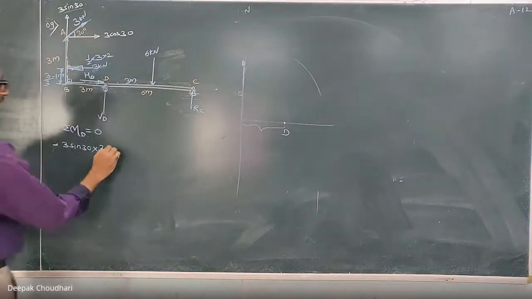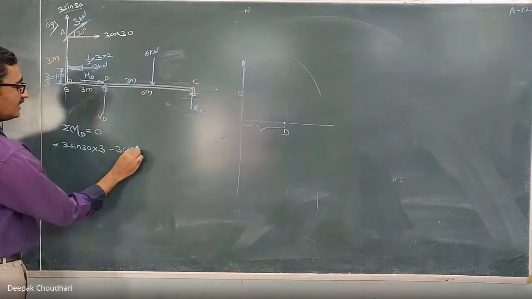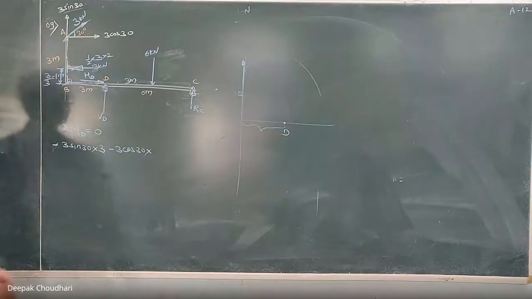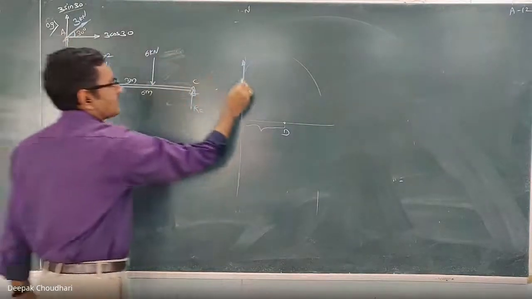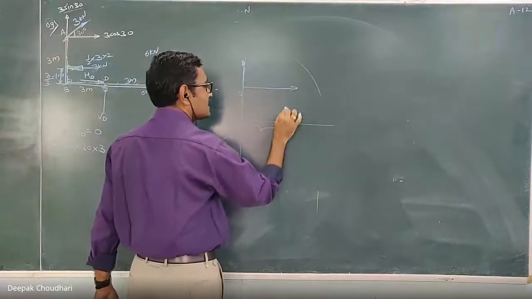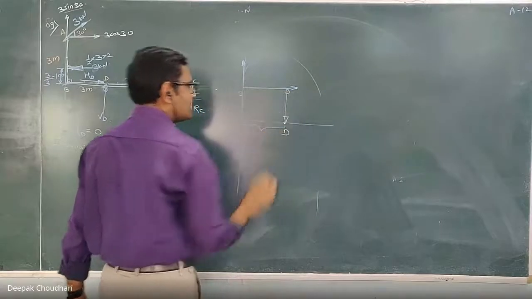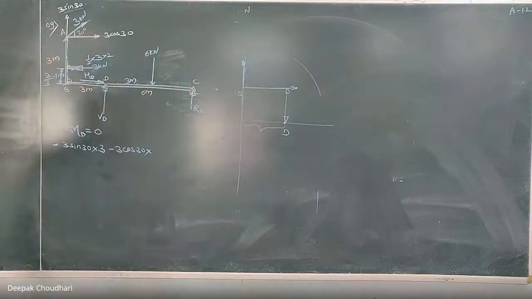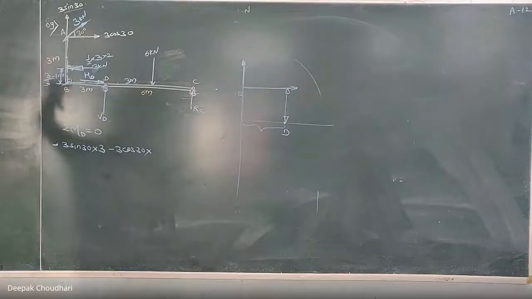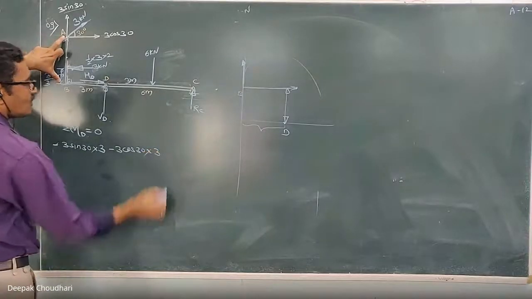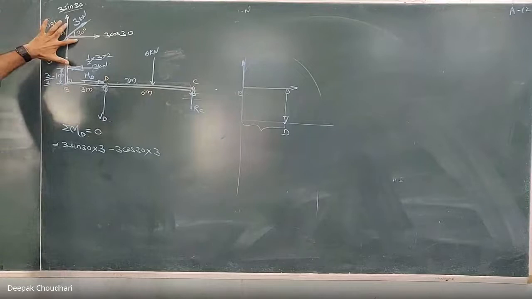Okay, so minus 3 cos 30 into how much is the perpendicular distance? This 3 cos 30 is the horizontal force. The perpendicular distance of a horizontal force from D is the vertical distance. Tell me how much is that vertical perpendicular distance? 3, right? This 3 meter will be the perpendicular distance for that cos component. So the moments of both components are done.